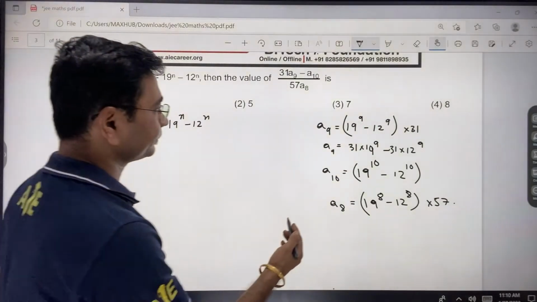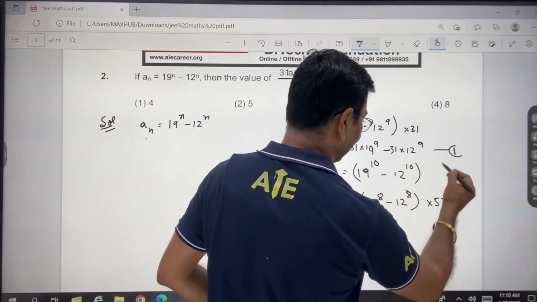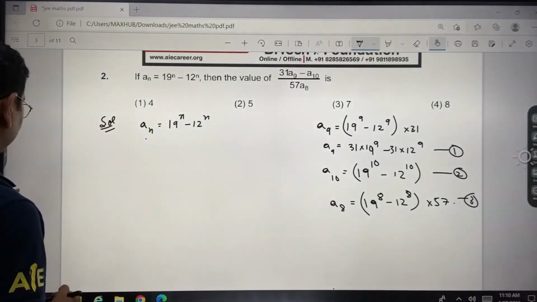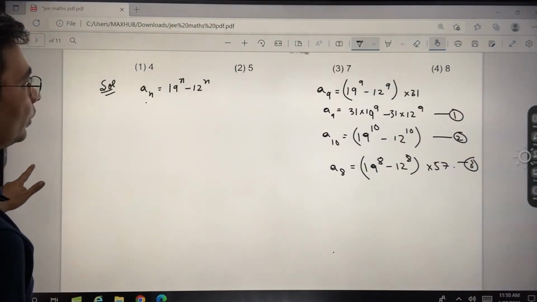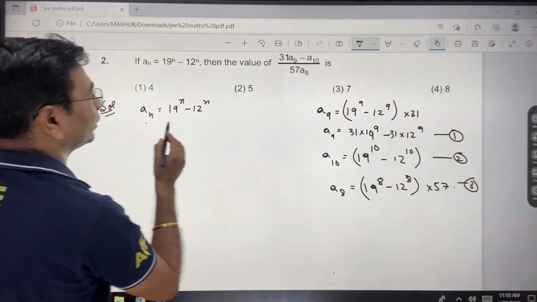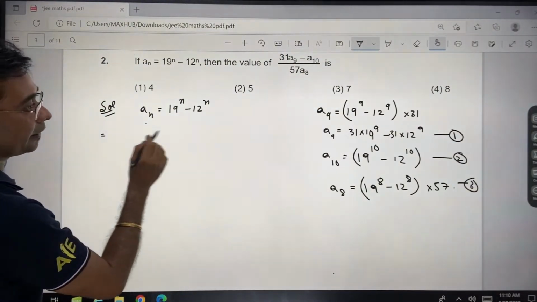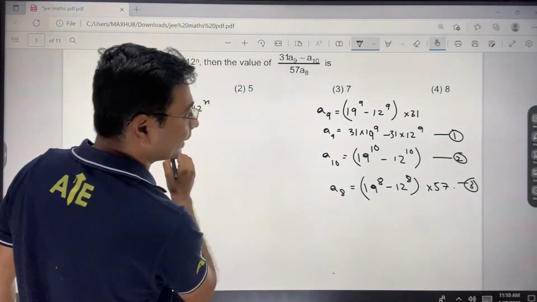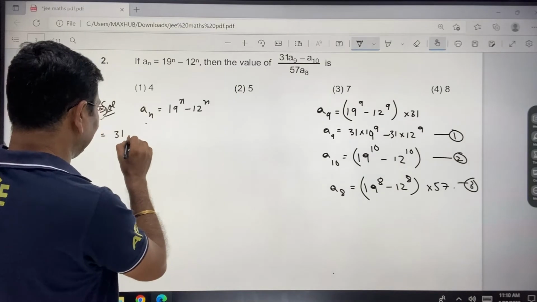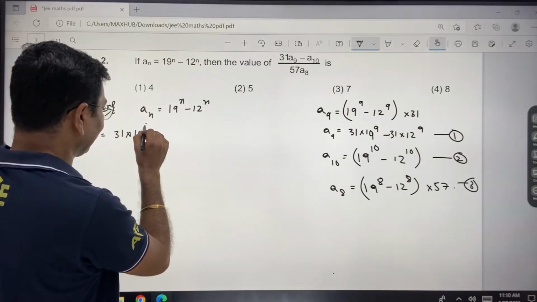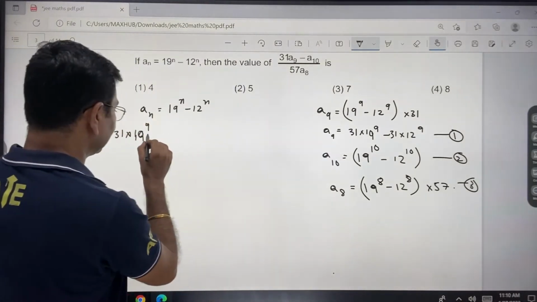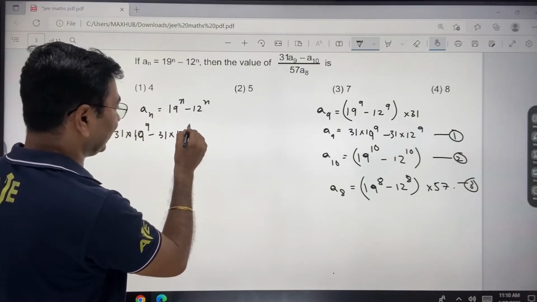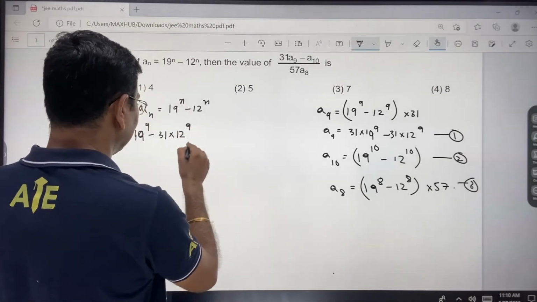So अब हम क्या करें, equation 1, equation 2 और equation 3 को तीनों यहाँ डाल दीजिए आप. Okay, so it is pretty simple, right? So इन तीनों को डाल देते हैं ऊपर, और अगर मैं इन तीनों को डालता हूँ, so I will get it as 31 a9 is already ready. So 31 into 19 to the power 9 minus 31 into 12 to the power 9. Okay, so I've got this factor.